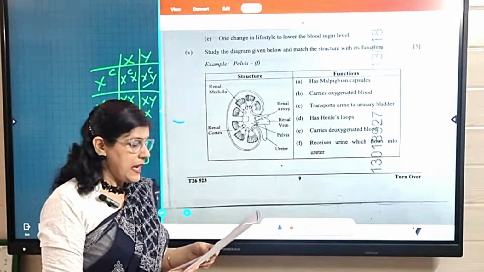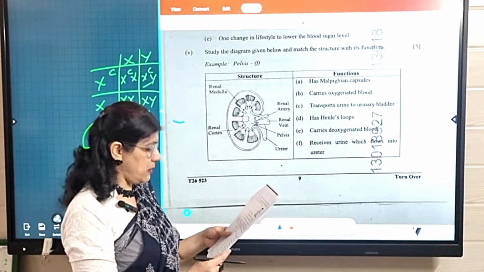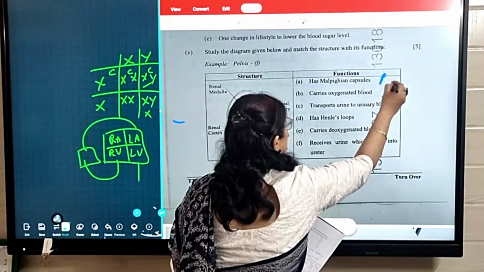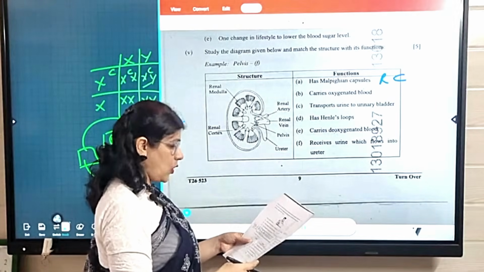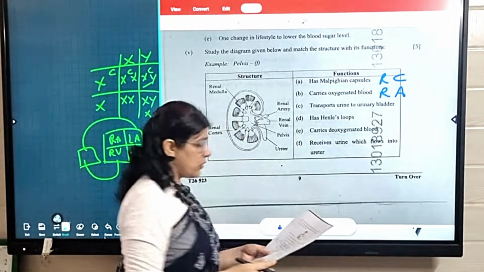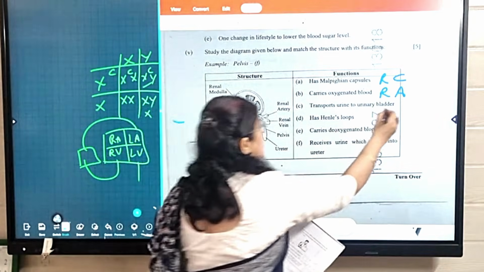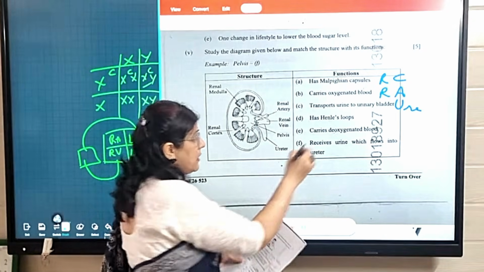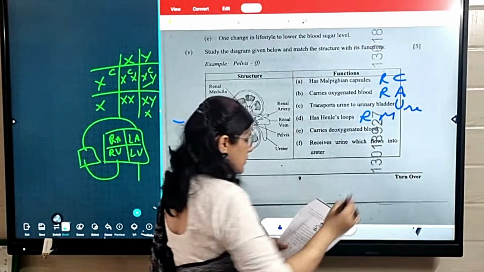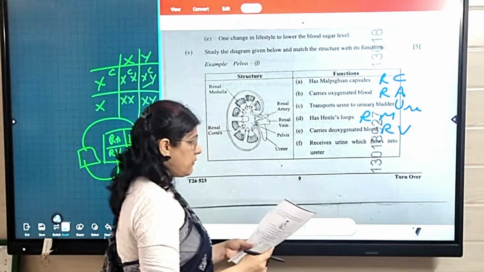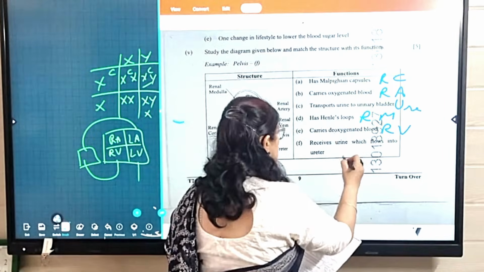नेक्स्ट इज फिफ्थ पार्ट, जिसमें यू हैव टू गिव द स्ट्रक्चर एंड फंक्शंस गिवन है, आपको बताना है किसका है. हैज मेल्फिगिन कैप्सूल, दिस इज रिलेटेड विद रीनल कॉर्टेक्स के साथ है, तो दिस इज रीनल कॉर्टेक्स. नेक्स्ट इज कैरीज ऑक्सीजनेटेड ब्लड, दिस इज रीनल आर्टरी. ट्रांसपोर्ट यूरिन टू यूरिनरी ब्लैडर, दिस इज यूरेटर. हैज हेनलेज लूप, आपके पास आ गया रीनल मेडुला. Carries deoxygenated blood, this is renal vein. Receives urine which flows into ureter, it means pelvis.